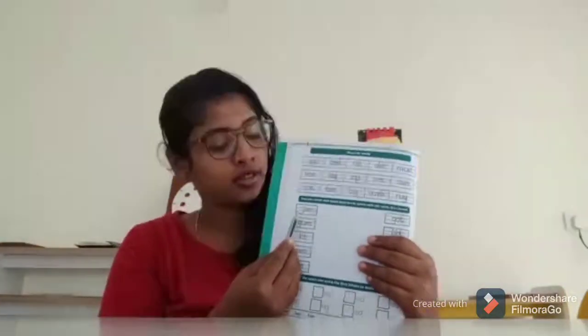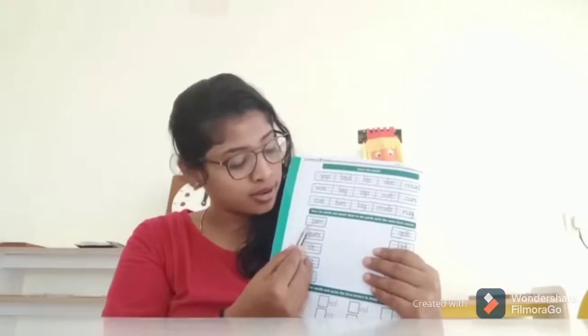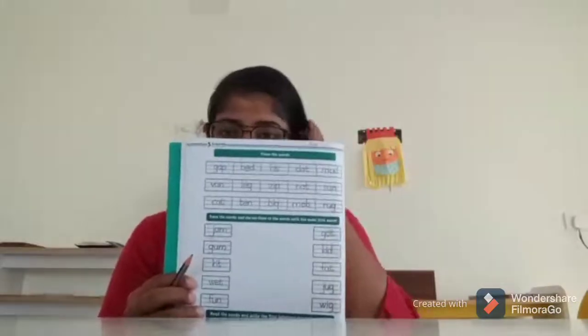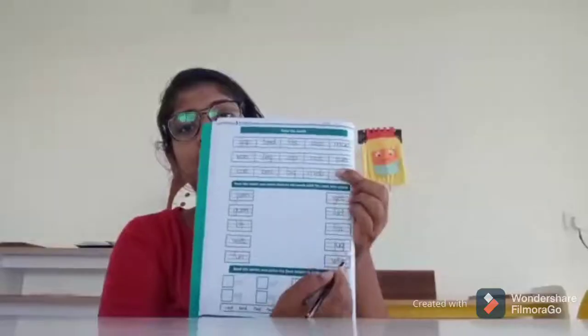What's the word here? J-A-M, jam. What's the first sound here? J. J is the first sound. So, where is the J first sound on the other side? Here. J-U-G, jug. So, let us match them.